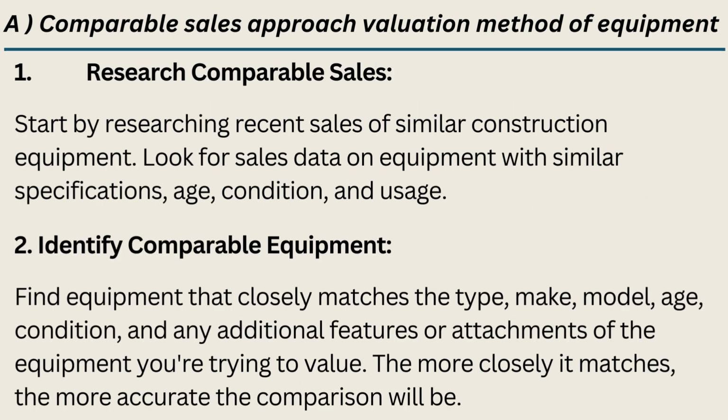1. Research comparable sales. Start by researching recent sales of similar construction equipment. Look for sales data on equipment with similar specifications, age, condition, and usage. 2. Identify comparable equipment. Find equipment that closely matches the type, make, model, age, condition, and any additional features or attachments of the equipment you're trying to value. The more closely it matches, the more accurate the comparison will be.